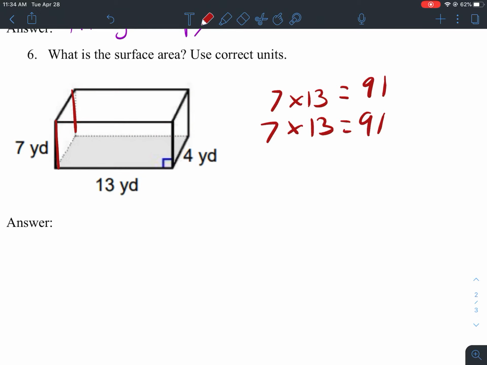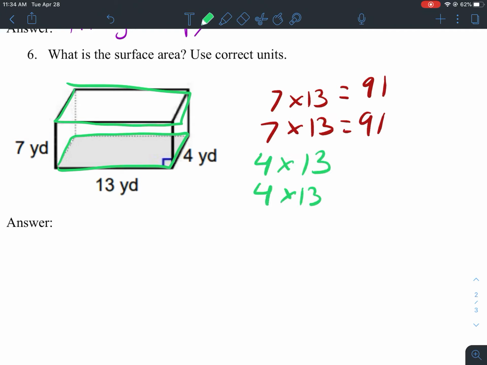Then we can do the top and the bottom, which is this face here and this face here. The top and the bottom have dimensions of 13 and 4. So you're going to do 4 times 13, 4 times 13, which will give you 52.